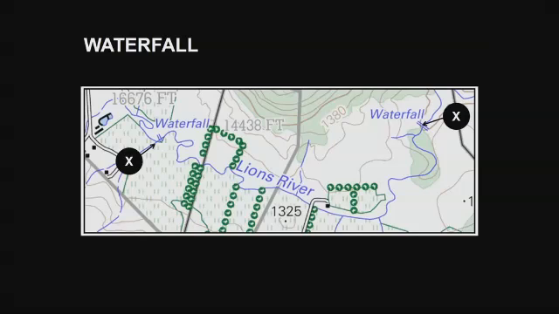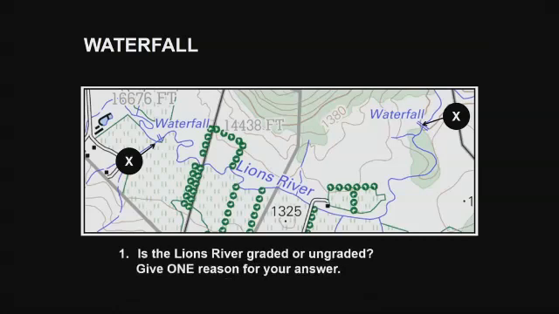The waterfalls, sometimes they ask you, this question came up already. Here we've got the Lions River. Is the Lions River graded or ungraded? Give a reason for your answer. Now, firstly, you must know what's an ungraded river, and you must know what's a graded river.